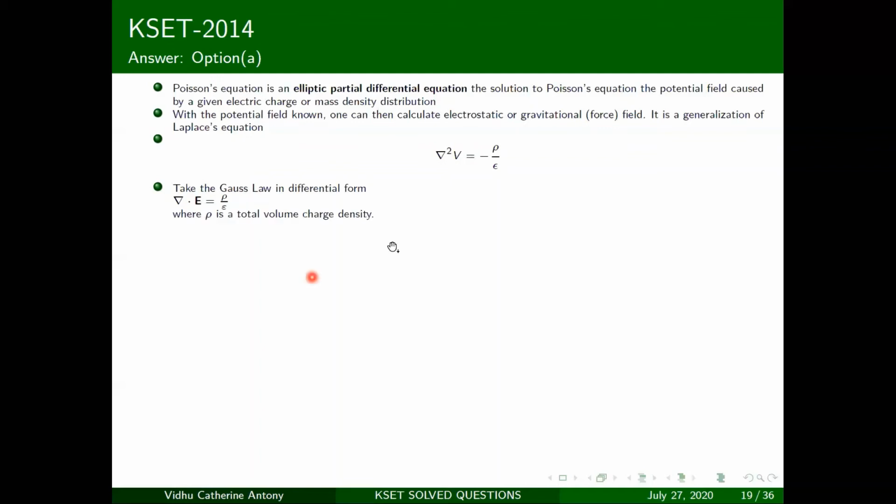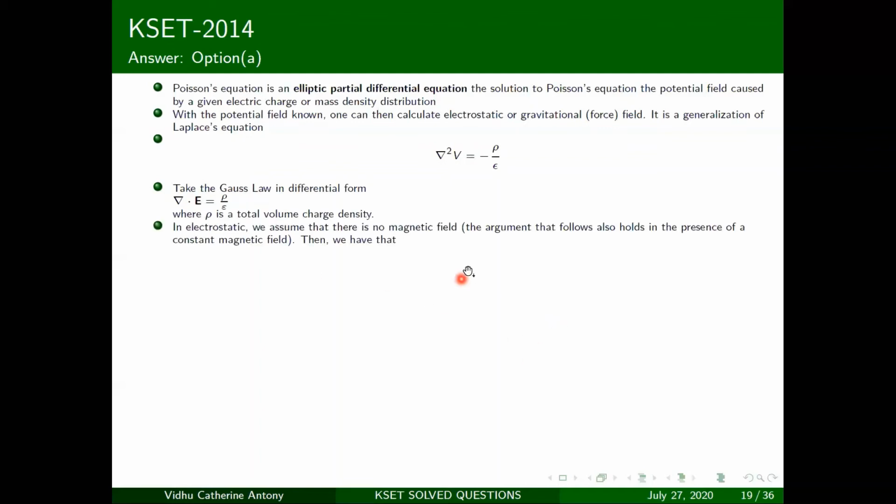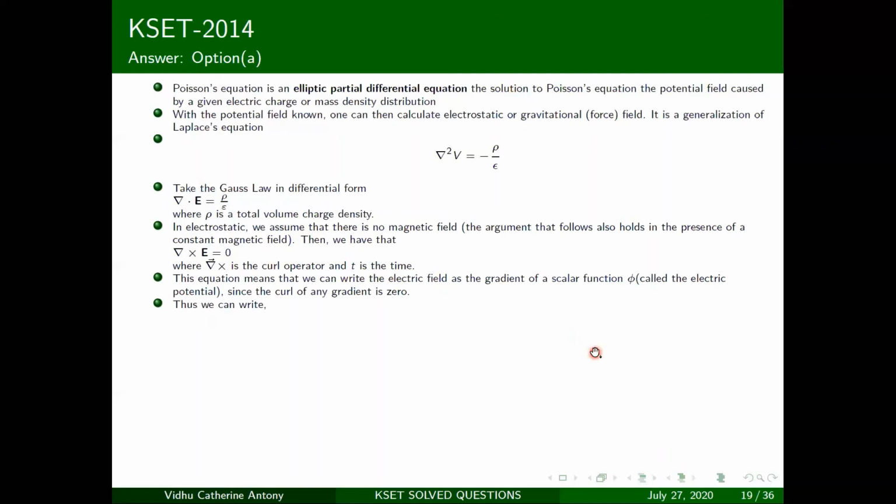So let's look at the next point. Basically what you do here is, if we assume that there is no magnetic field, then we have something like this. You have del cross E is equal to 0. Because the curl of this vector is 0, you can write this as the gradient of a scalar function, say phi. And this should have been a different kind of phi, so you could write it that way. I'll correct that typo and then share the slides.